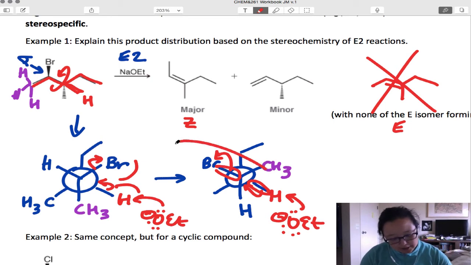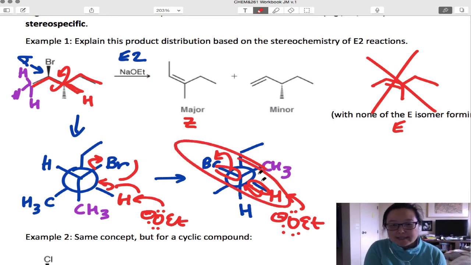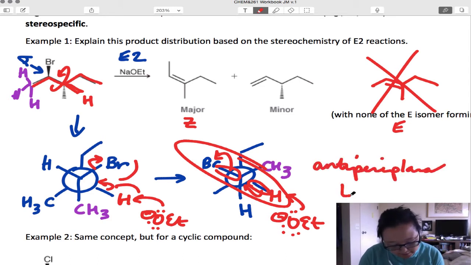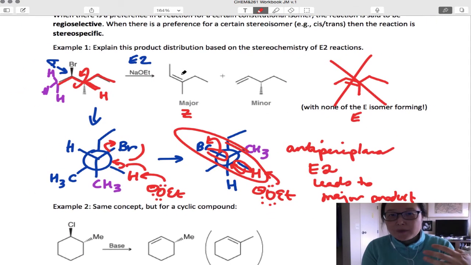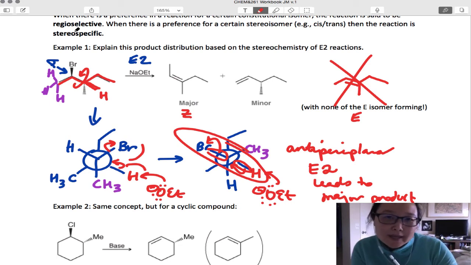We call this geometry, where the leaving group is anti to the hydrogen, being antiperiplanar. Antiperiplanar makes for a faster E2 than synperiplanar. So what this means for us is that we're going to have either a major product that is E or Z, and then very little of the other isomer. So there's a very strong preference for one stereoisomer over another, and that's what we call a stereospecific reaction. So E2 is that way of the four reactions we've learned, so you do need to keep that in mind whenever you see an E2 reaction.